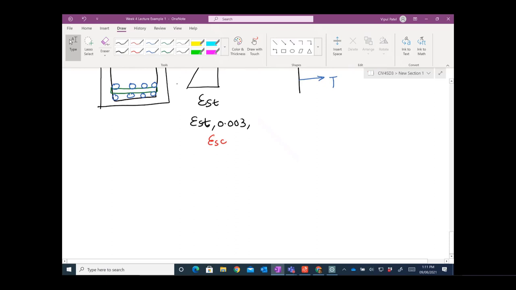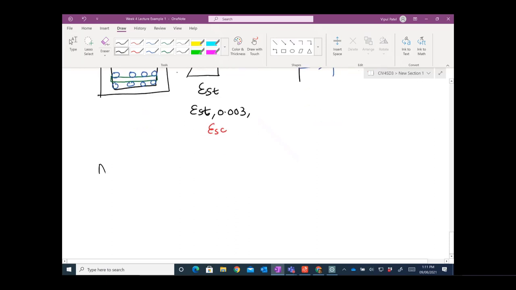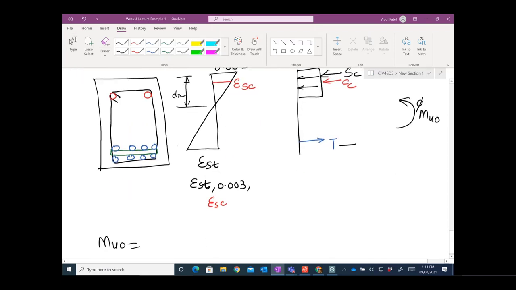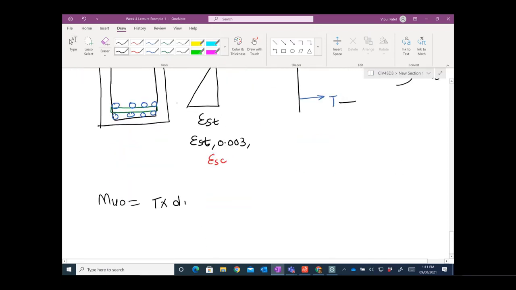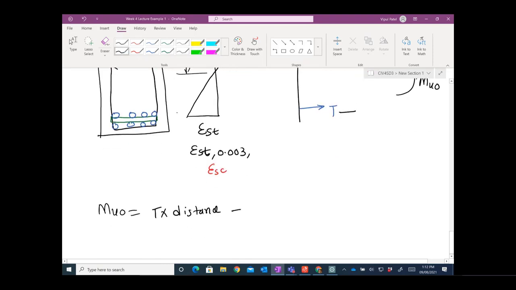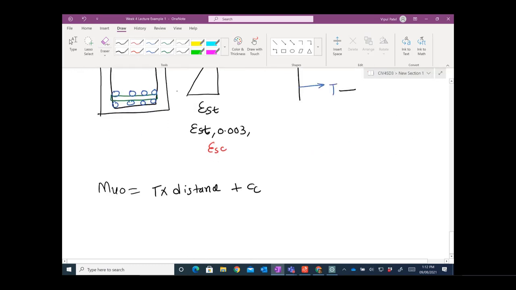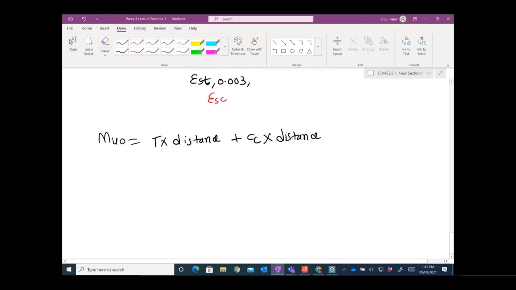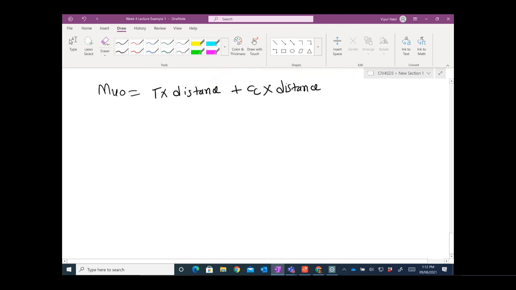So, same procedures: MUO equals this force T times some distance. We will tell you where we're going to take the moment. Then this CC, because one would be minus or plus, we will say which side we are taking. Basically, we're going to have three forces, and we have three distances that we're going to work out. So that's the overall procedure that I just captured. Now to do this one, we need to crack some of these new things.